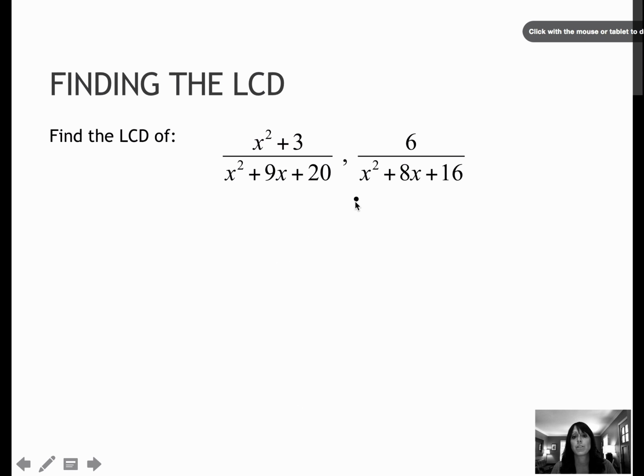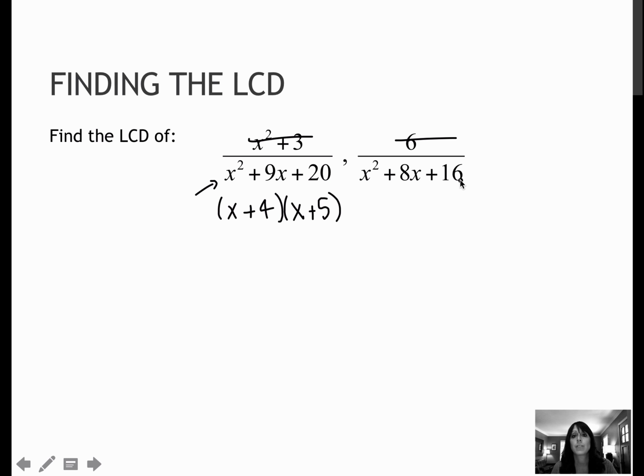Again, we're still not adding or subtracting. We are just finding the LCD, so I'm going to factor only the denominators. I could care less right now what's happening on the numerators, not until I start adding and subtracting. So factoring this, I would look for numbers that multiplied to 20 that added to 9, which would be 4 and 5, positive 4, positive 5. Factoring my other one, I'm looking for numbers that multiply to 16 that add to 8, which of course would be 4 and 4.